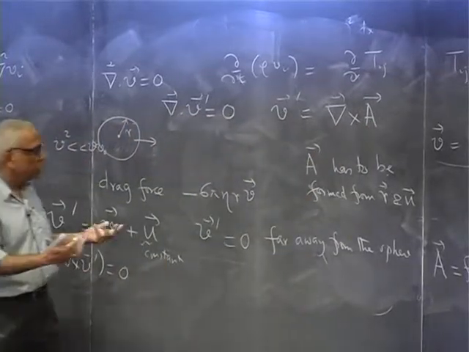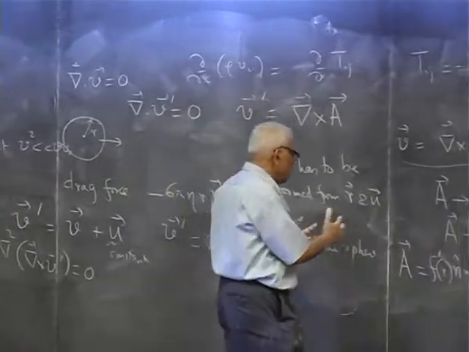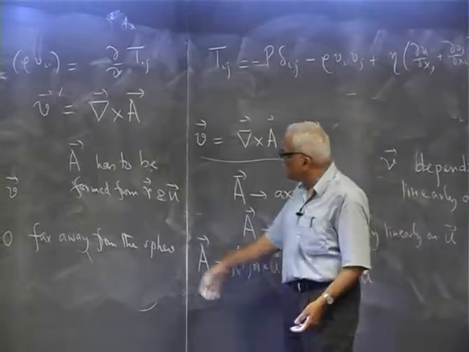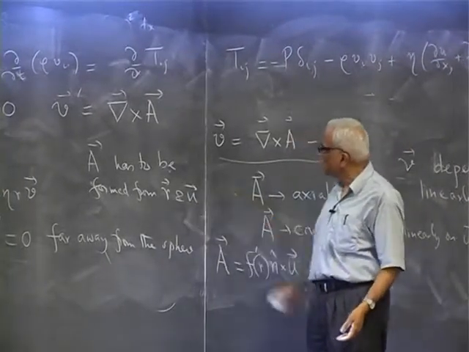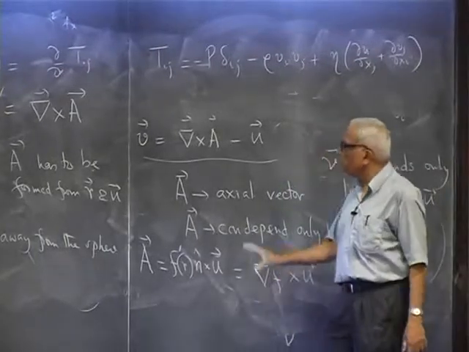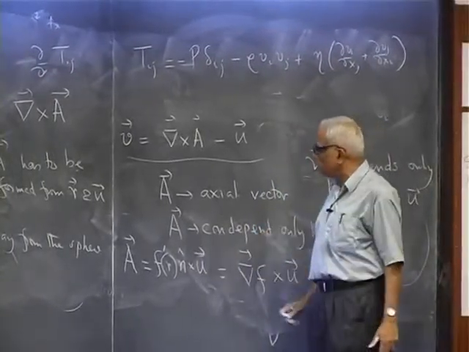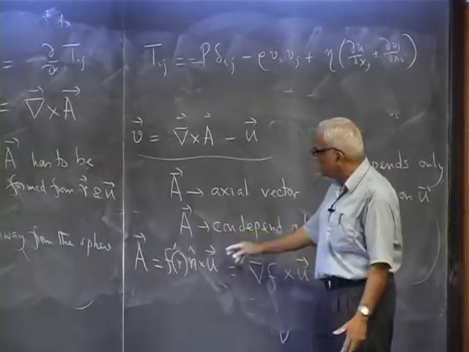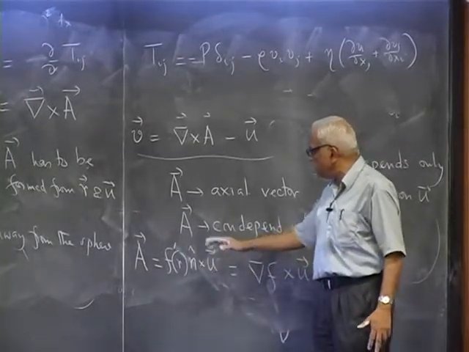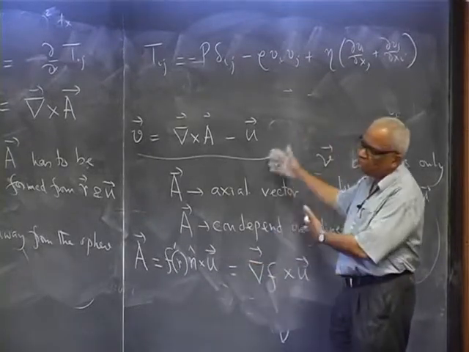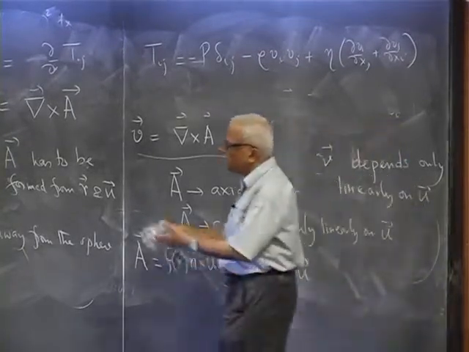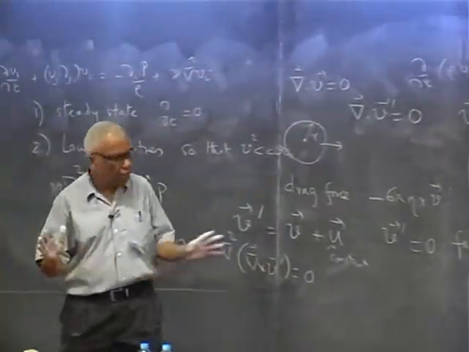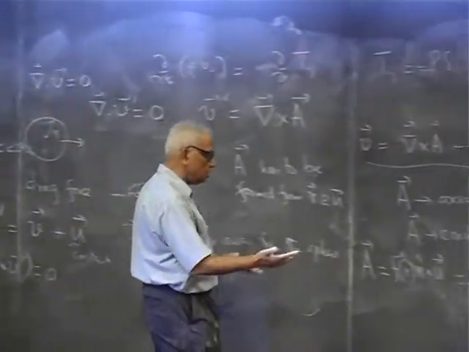So if A is to be an axial vector, and the only two vectors available to you to construct this axial vector are the radius vector R and the given velocity vector U, the only thing you can do is write a cross product, because you also have the constraint that A can be nothing other than linear, and can have no dependence on U of higher power than unity. You are solving now a completely linear problem. Higher powers of U are not going to emerge as an answer.